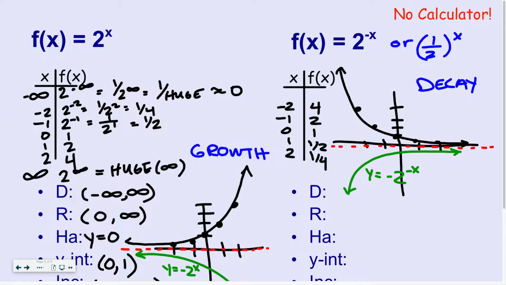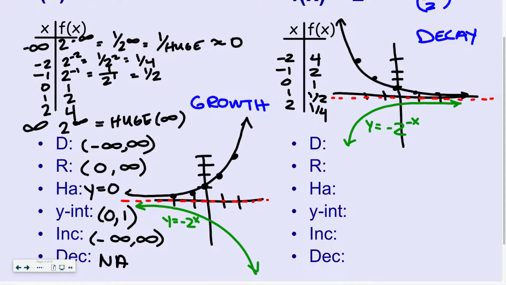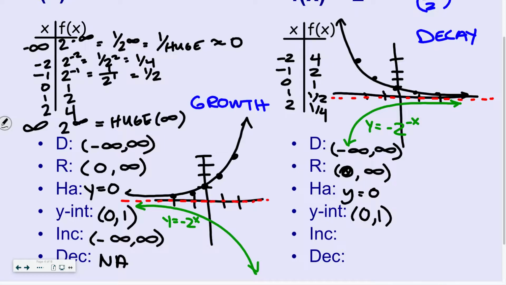Now we could answer those same questions about domain and range, horizontal asymptote, etc. So the domain is still negative infinity to infinity. Range, I'm doing the black graph, is 0 to infinity. Horizontal asymptote still y equals 0. Y-intercept still (0, 1). This time there was no increasing, it was decreasing from left to right.